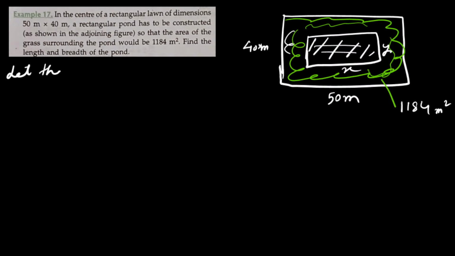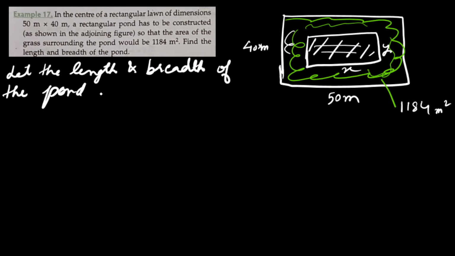Let the length and breadth of the pond be x and y. So x centimeter and y centimeter you can write. Now what is given to us?